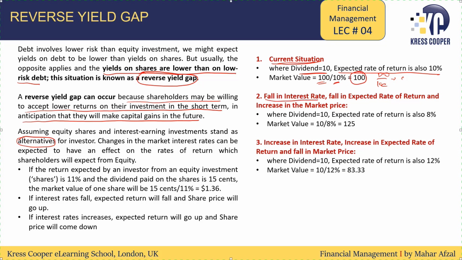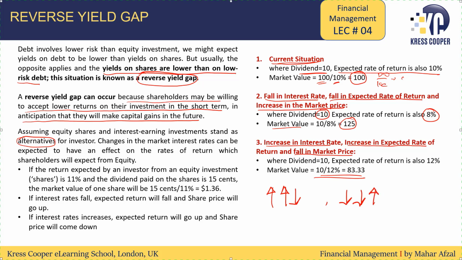Now fall in interest rate, fall in expected rate of return, increase in the market value. We have seen dividend is constant. When interest rate has fallen, expected return has fallen to 8%, assuming 8%. So market value has gone up. In the same way, if interest rate has increased, expected return will also increase, market value will come down. This is the example. So based upon this example, we can prove that higher will be the interest rate, higher will be the expected return of the shareholders, lower will be the market value. In the other way, we can say lower will be the interest rate, lower will be the expected return of the shareholder, higher will be the market value of the equity.